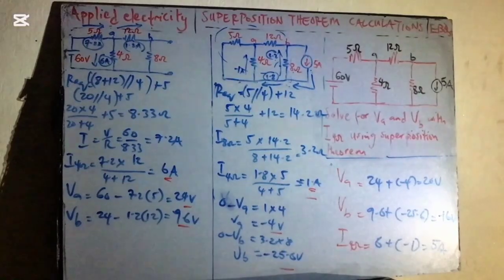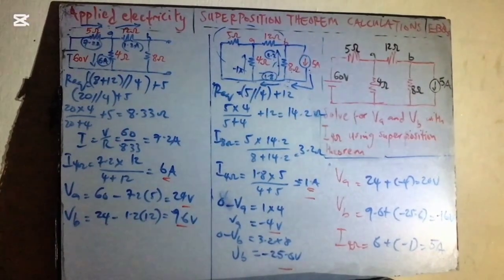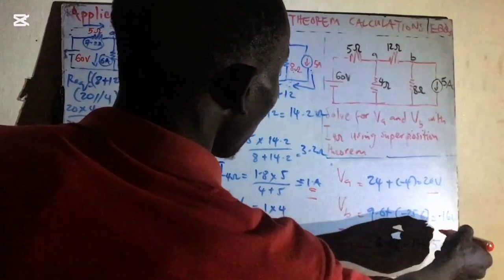So that is all what we need for this video. Thank you very much. You can see that we have gotten our VA, we've gotten our VB, and we've gotten our currents.